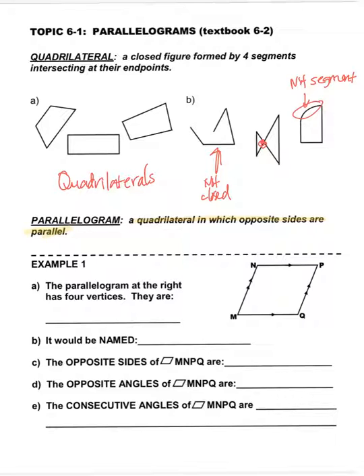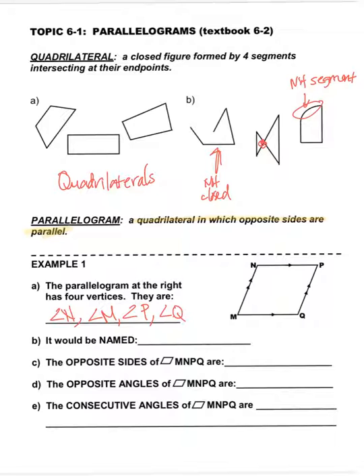So for example 1, we're just listing all this information. For the first one, we have the parallelogram at the right has four vertices. They are angle N, angle M, angle P, and angle Q. If I'm going too fast, just pause it and then write down the information.